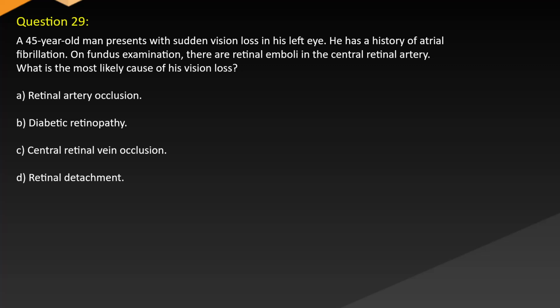Question 29. A 45-year-old man presents with sudden vision loss in his left eye. He has a history of atrial fibrillation. On fundus examination, there are retinal emboli in the central retinal artery. What is the most likely cause of his vision loss? A. Retinal artery occlusion. B. Diabetic retinopathy. C. Central retinal vein occlusion. D. Retinal detachment.